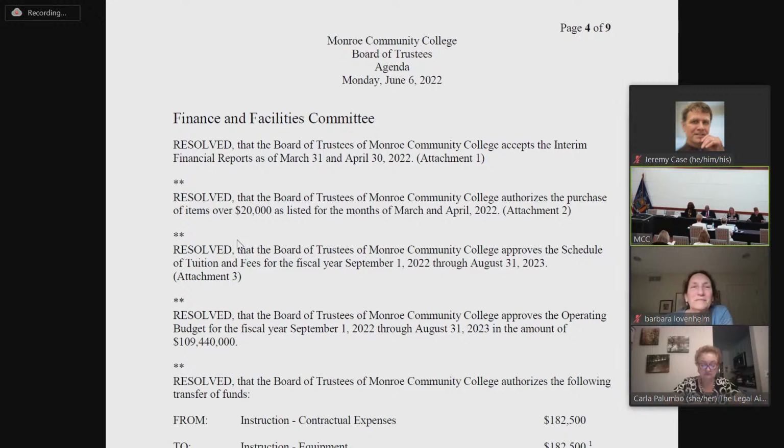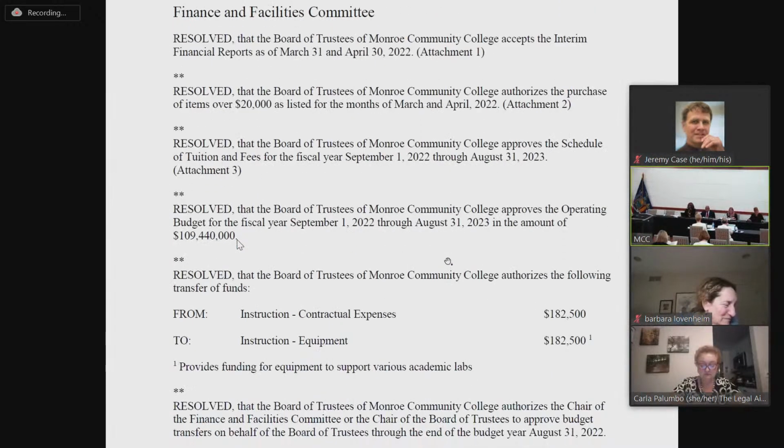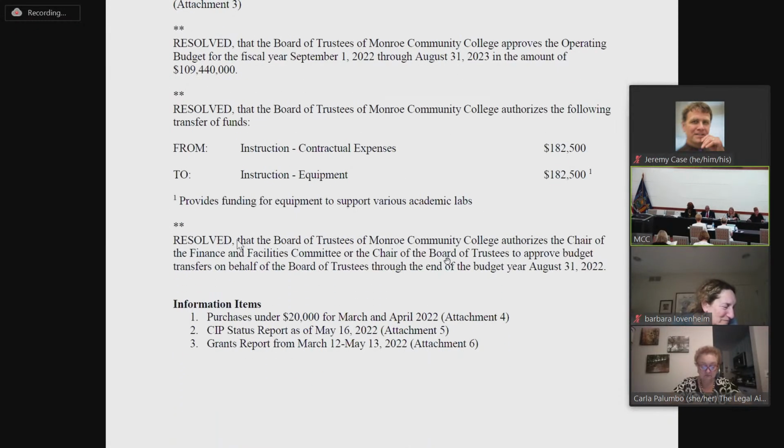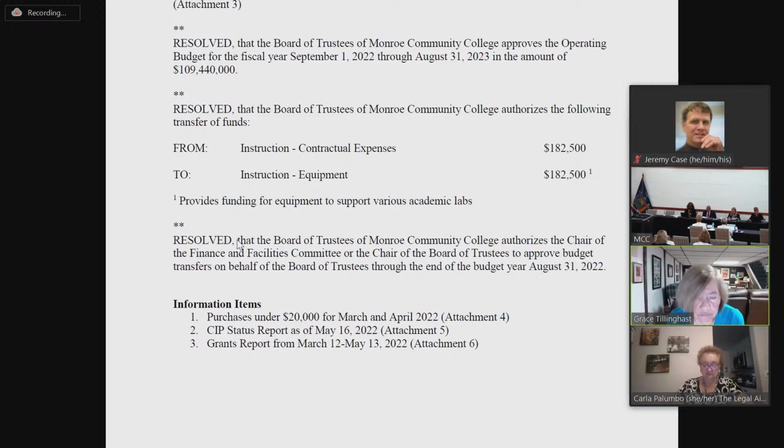Resolved, the Board of Trustees of Monroe Community College authorizes the following transfer of funds from instruction contractual expenses in the amount of $182,500 to instruction for equipment in the same amount of $182,500. Trustees, may I have a motion to approve the transfer of funds as noted? So move. Second. Been moved and second. Any discussion?